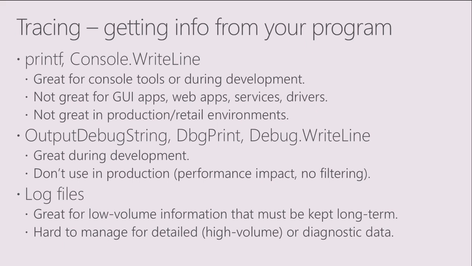Another common way to get information from your program would be OutputDebugString, and this sends information to the debugger. Of course, this assumes that you've got a debugger attached, so it's great during development, but not so great during production. And it's especially bad for production because it has a performance impact and there's no filtering.